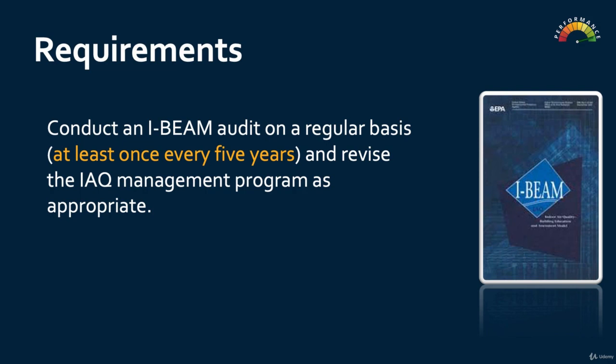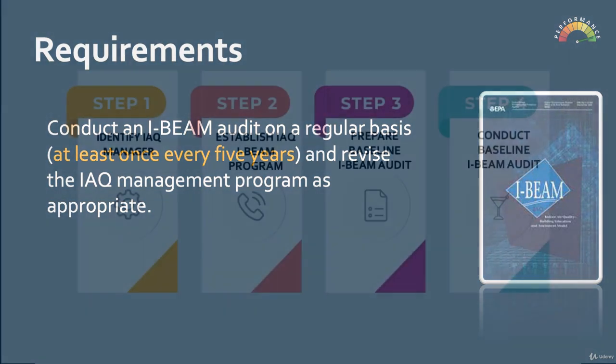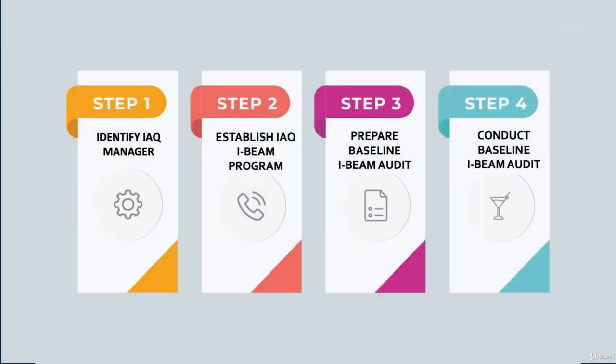The requirements are pretty straightforward, so I want to provide some additional step-by-step guidance. So there are 7 steps to follow. The first one, identify the IAQ manager. And this is typically the building's engineer or facility manager. Secondly, establish the IAQ management program based on the IBEAM.